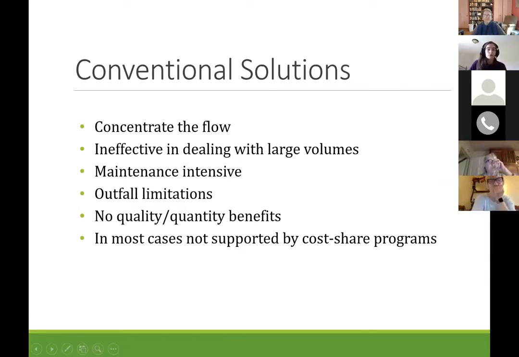So conventional solutions, what do they do? We just talked about them. They capture and they concentrate that flow. Sometimes they cannot be effective in dealing with a whole bunch of water. You might have a lot of maintenance. I will say for all of our stormwater solutions, you will have ongoing maintenance that you need to keep an eye on, but some of these conventional solutions like French drains might be more maintenance intensive.